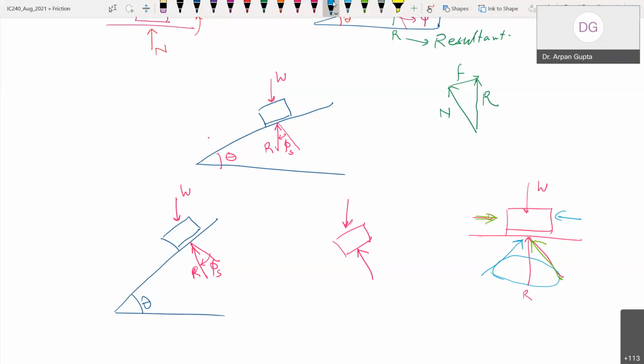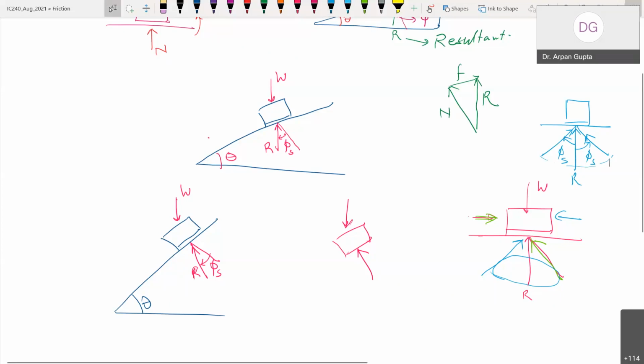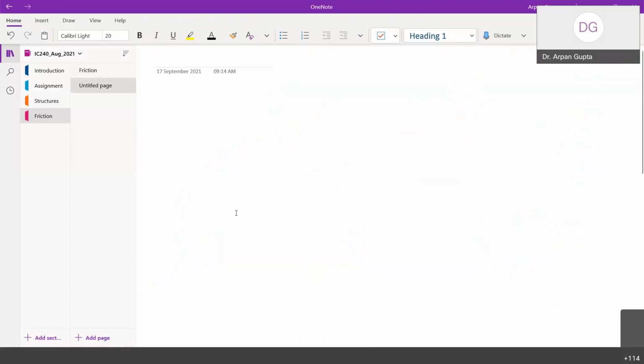If you talk about 2D, it can go from this angle to this angle, which is phi. We are talking about the static case. So the resultant from the ground can move from one side to the other side, this arc. These concepts are going to be very useful in this lecture. Okay, so this was a quick review of what we did in the last class.